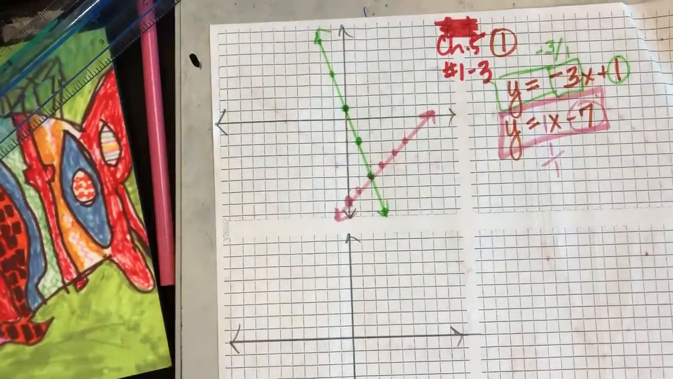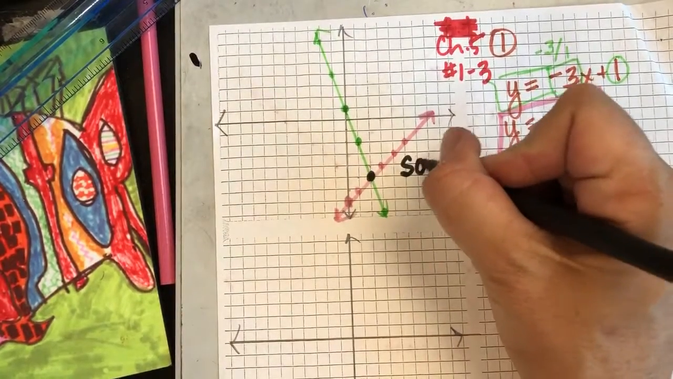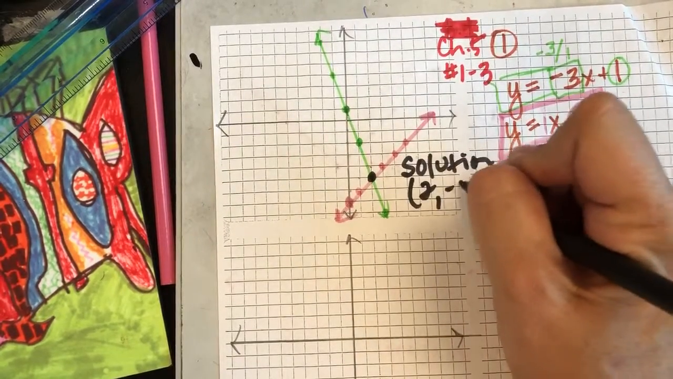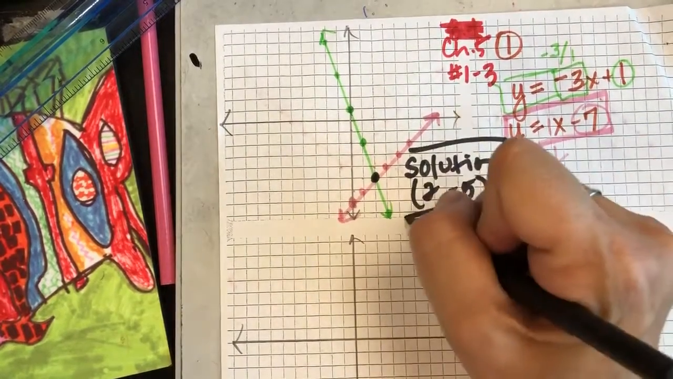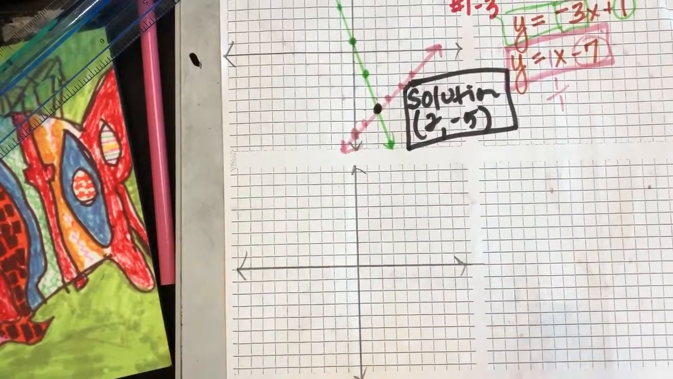That solution, just make sure you're writing up your solution too. I want you to tell me what the solution is. The solution is, what is it, 2 and negative 5 for this one. Make sure that you have the graph and the specific place where they intersect each other.